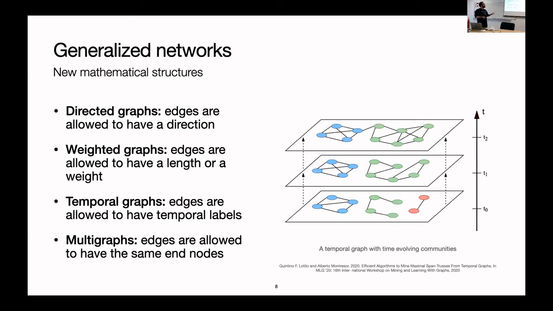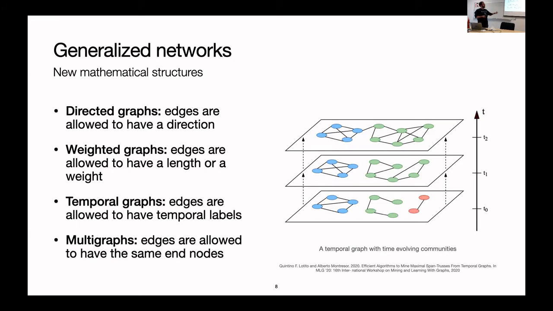But we have the help of mathematics, and we have this new mathematical structure with generalized notions of graphs. So, for example, we have directed graphs in which edges are allowed to have a direction, weighted graphs in which edges are allowed to have a weight or a length. It depends on the semantics of what we want to encode. We can have temporal graphs in which edges are allowed to have temporal labels, or multigraphs in which the same two nodes can have multiple edges of possibly different modalities, but they share the same end nodes.